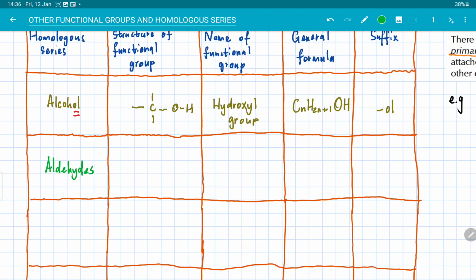And then we get to the next homologous series, which is aldehydes. So the functional group of aldehydes. Remember when you draw a functional group, by the way, you don't put hydrogens here. Had I put hydrogens here, that would not make this a structure of a functional group. It makes this a specific alcohol now. So we don't put hydrogens there.